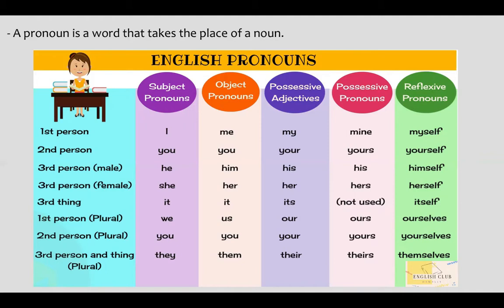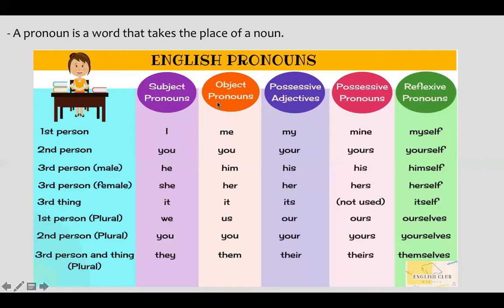Basically, a pronoun is a noun or takes the place of a noun, okay? So here we have different types of pronouns that we already use in our lives, but we don't know what are these. So today we will learn together pronouns, and we will understand what are pronouns first of all, and then how do we use them, okay?